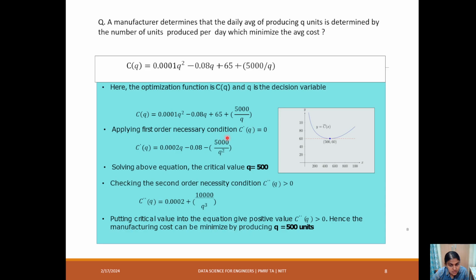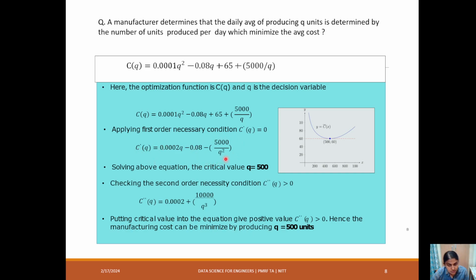Then we apply the first order condition. We will get C dash of Q equal to 0.002 Q minus 0.08 minus 5000 by Q square. Then we have to solve this equation.